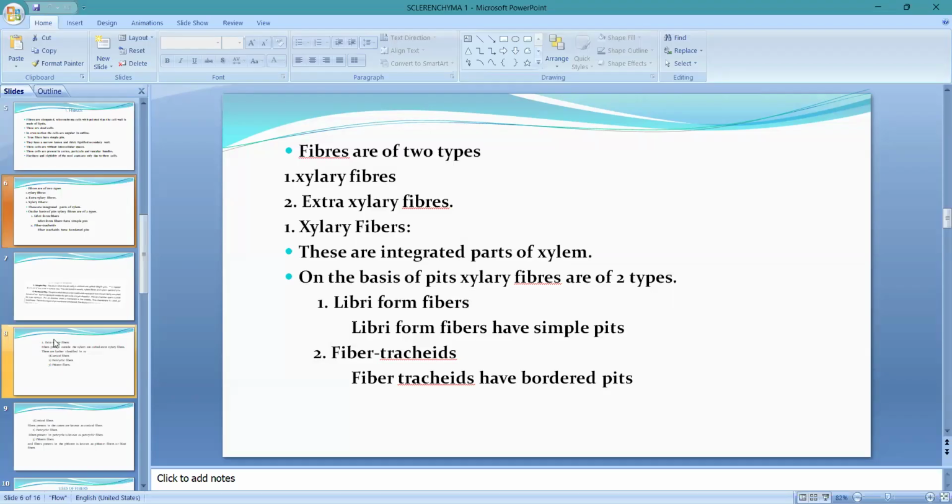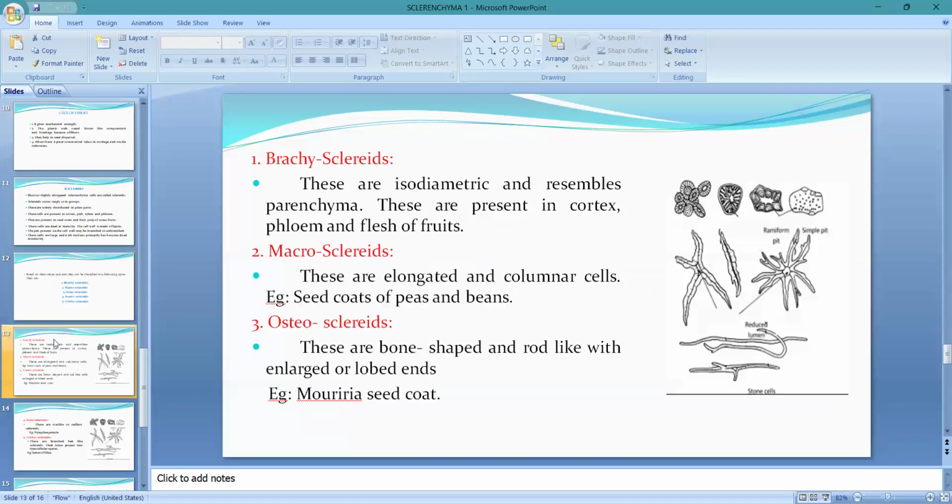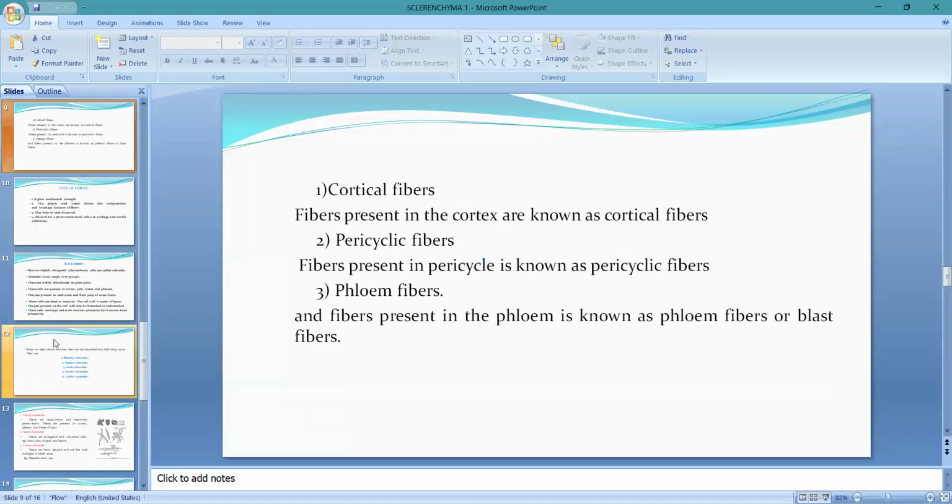See here, I will show some diagrams. About sclereids are there, but not.